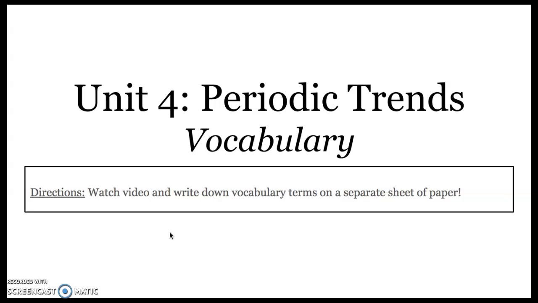So it's actually an addition to what we talked about in the first unit when we got introduced to groups and periods. So we're going to need to remember that groups go vertically and then periods go horizontally across. But trends, think about trends like fashion trends.